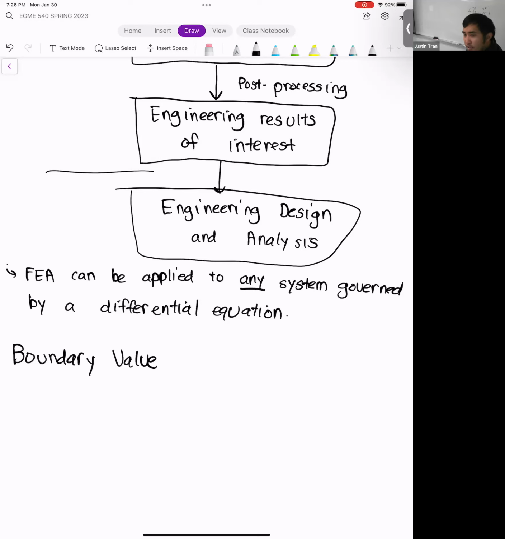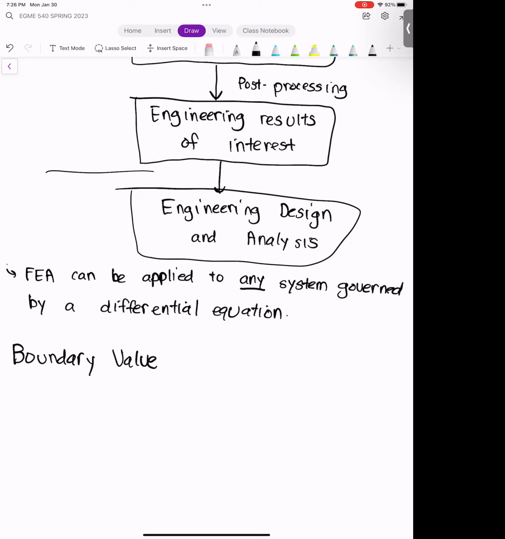FEA, no matter how sophisticated it's going to be, is never going to replace physical testing as well. You can do the most sophisticated analysis in the computer, and it could all be good, but no one's going to build your product or actually use it until you actually have physical testing.